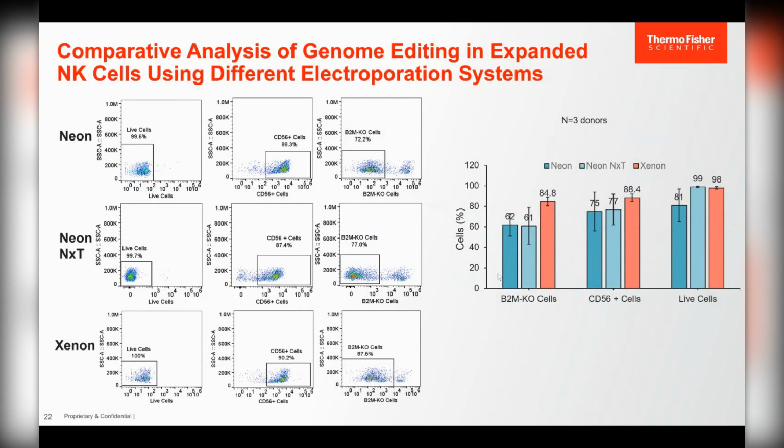So you can see we compare here, and the left panel, the top one is Neon, the middle one is Neon Next, and the bottom one is the Xenon. The left panel shows the representative cell density plot and how we are getting the cells, and the right side panel bars represent all 3 electroporation systems. So an average of around 61 to 85% NK cell genome editing, and the edited NK cells not only maintain their phenotype, with CD56 positive at 75 to 90%, but also maintain their viability, which is 90 to 98%. And here we tested 3 different donors, and this is the average of the 3 donor results.